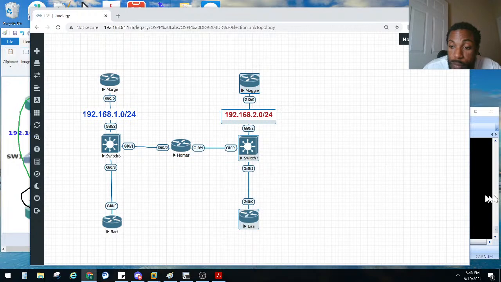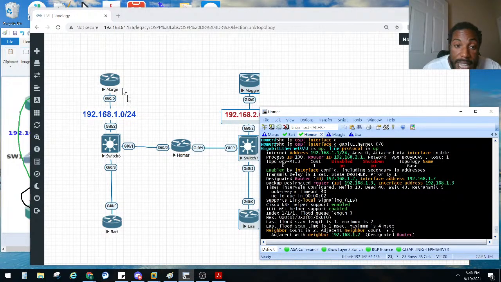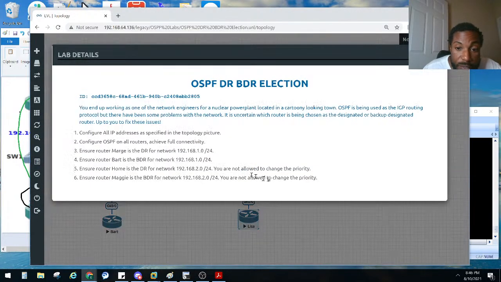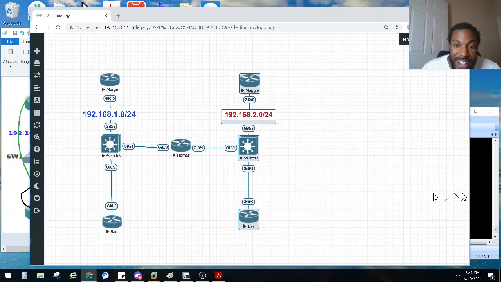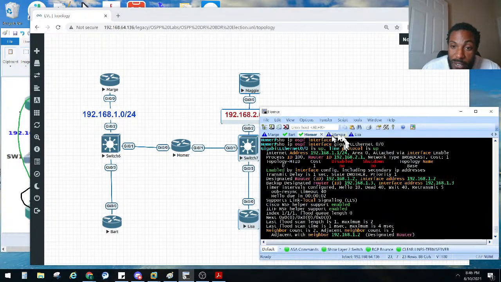So let's go back to Homer. Here's the caveat, right? You are not allowed to change the priority. And like Morningstar said right there in the chat, can we change the router ID? Thanks a lot, Morningstar. Let's go ahead and do that. So let's go to Homer and change his router ID. Right now his router ID is what?